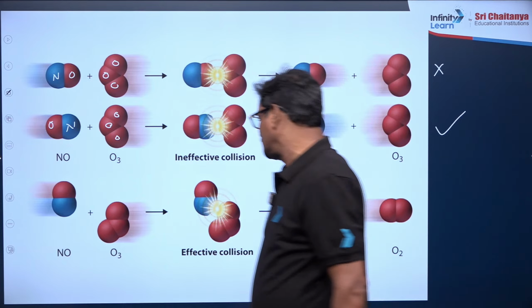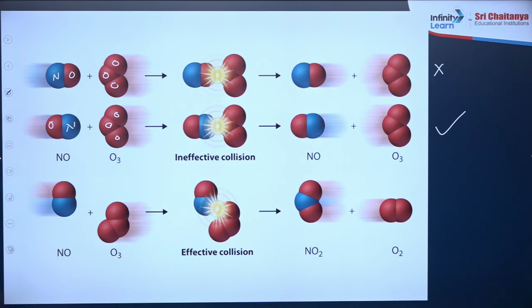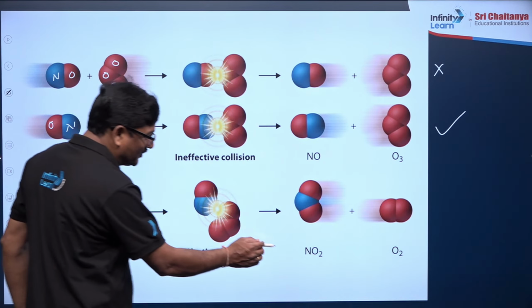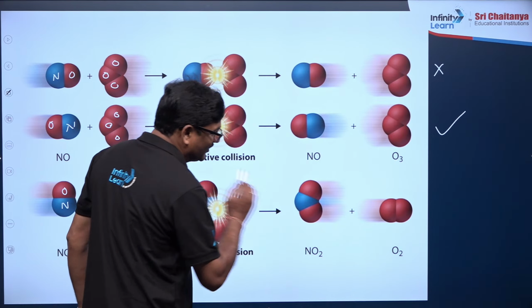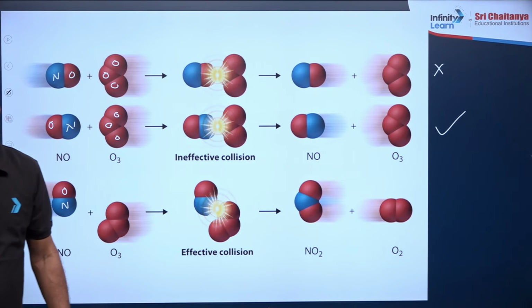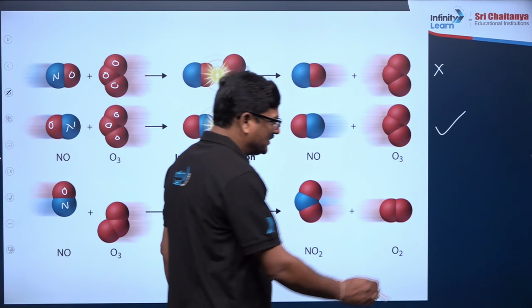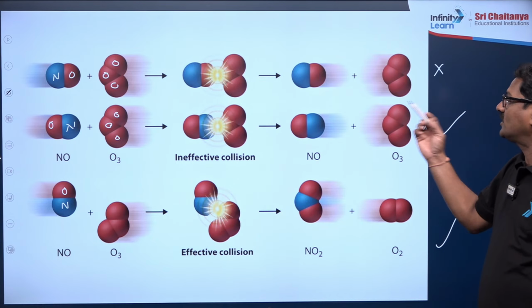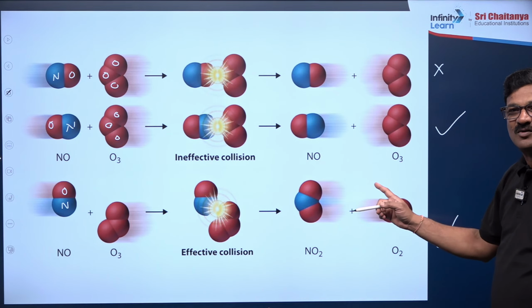When this is the effective collision, and N and O are making a collision, it is going to give, say, nitrogen dioxide. So the direction of the molecular collision decides what product has to be formed. Are you getting it or not?